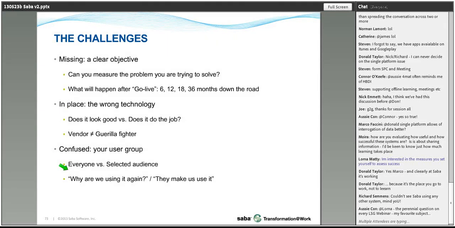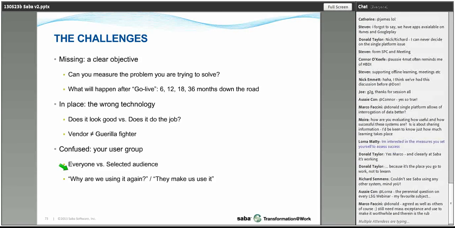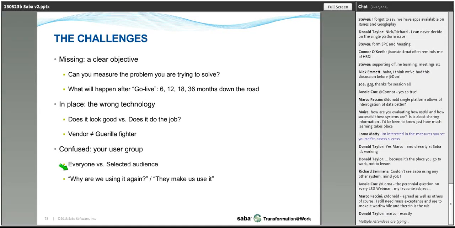And then, of course, we're looking at some of the challenges. Okay, it's very difficult if you're missing a clear objective. What actually are you trying to solve, and can you measure it? But more importantly, once you have gone through this initial obstacle, what will happen after the first 3, 6, 12, 18 months, 36 months down the road?